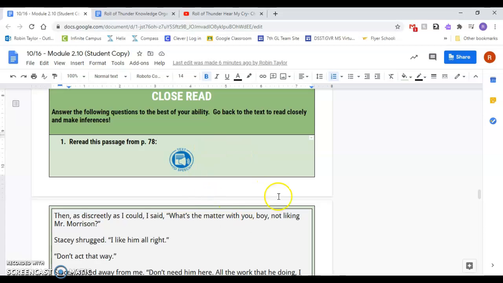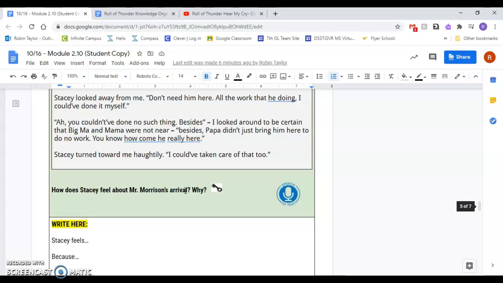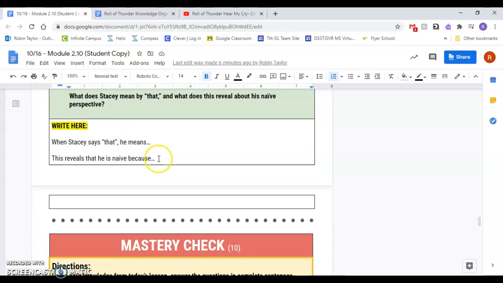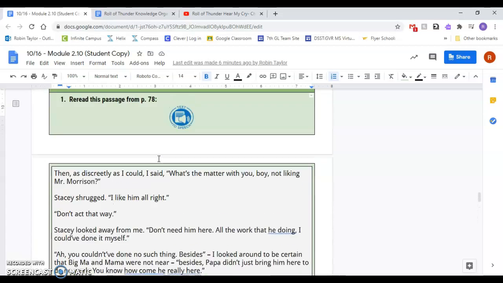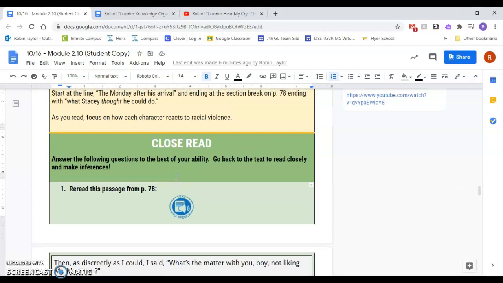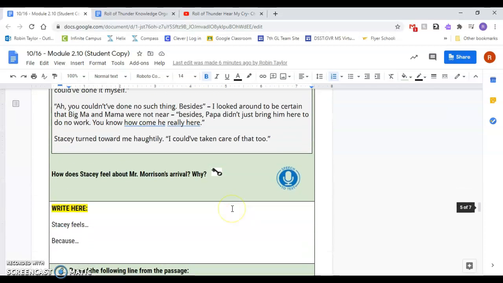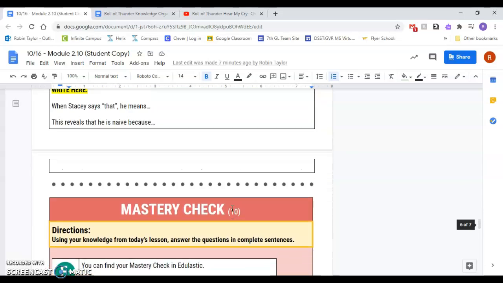You should now be ready to move on to your close read. And your close read has only 2 questions with some pieces of the text that you're going to look a little closer at. Please pause, and I would say about 5 to 8 minutes to answer these 2 questions.